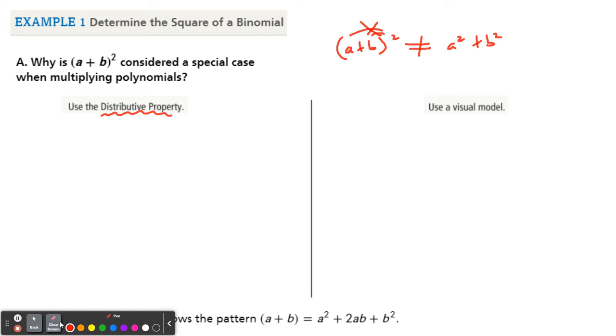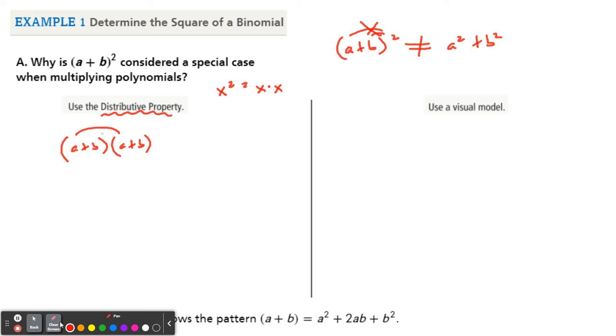Because what does it mean if you square something? What does x squared really mean? It means x times x. Who cares what's being squared? Whatever is being squared, you multiply it by itself. Write it down twice. So a plus b squared is a plus b times a plus b. And now we use our multiplication of polynomials idea from last lesson to simplify this.